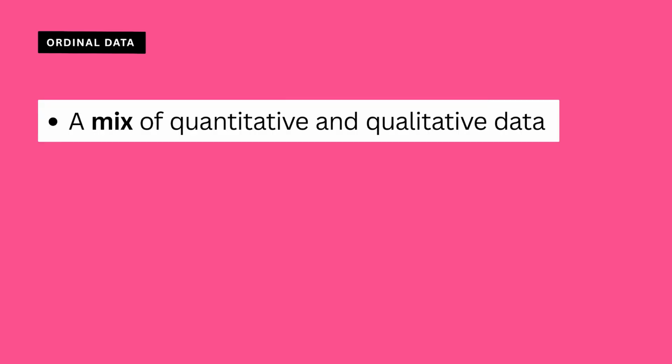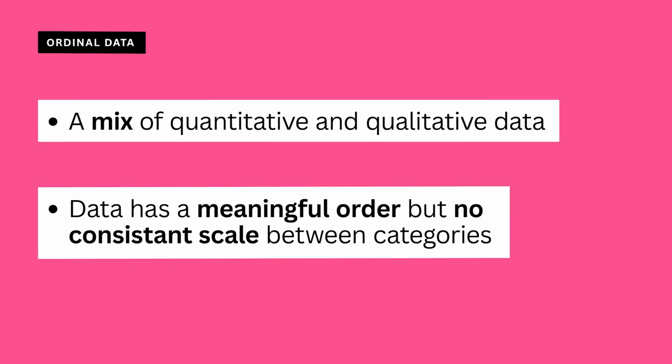Another interesting type is ordinal data, which is a mix of quantitative and qualitative. This is data with a meaningful order but no consistent scale between categories. Say you go to the coffee shop and the barista asks you how you liked your coffee after trying a new blend. You might say it was good, average, or poor.